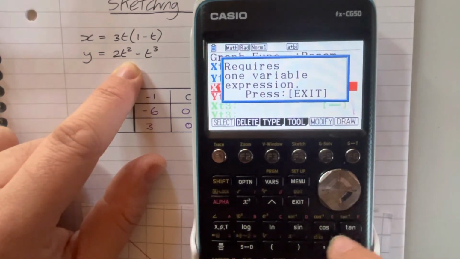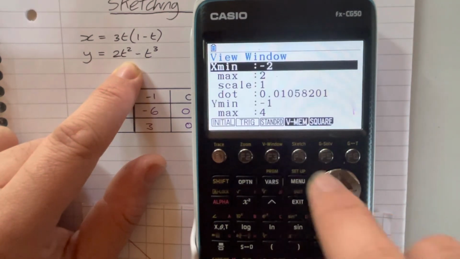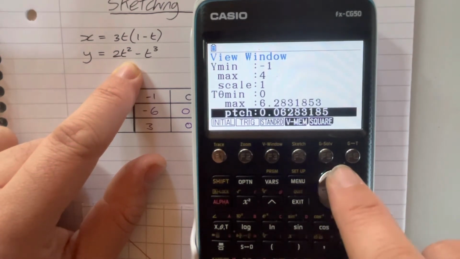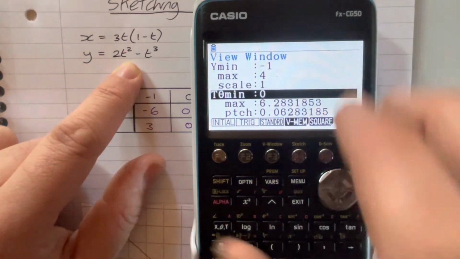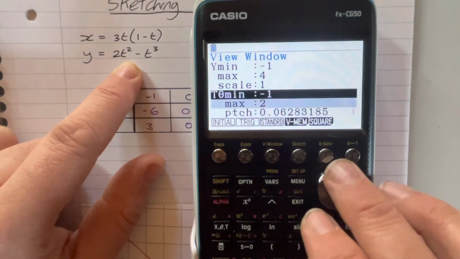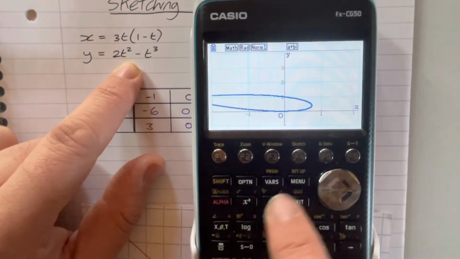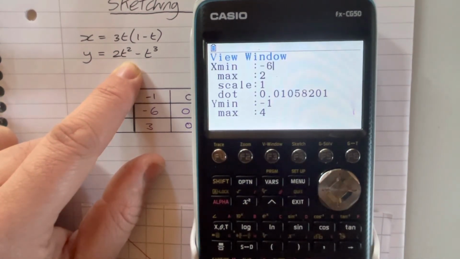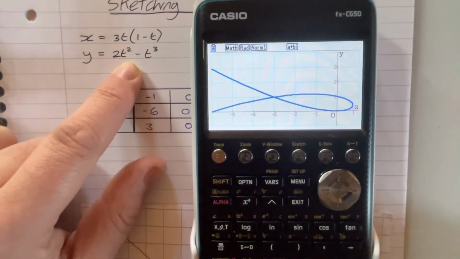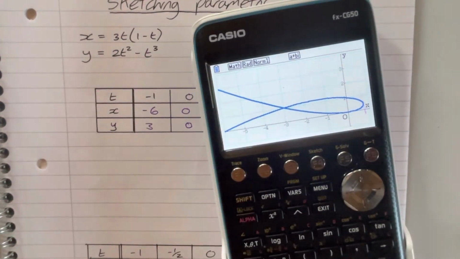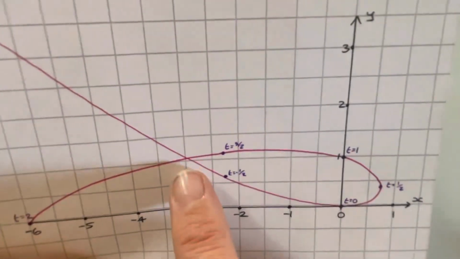I'm going to modify the window. I'm going to change my theta values, which is the parameter. I'm going to go from -1 to 2. Okay, so that's my parameter, -1 to 2. And now if I draw that, I need to change the window: x goes from -6 to 1, and y goes from 0 to 3, there we go. So that's not a bad sketch, is it? It looks like it goes to the point -3, 1. It's not too far off.